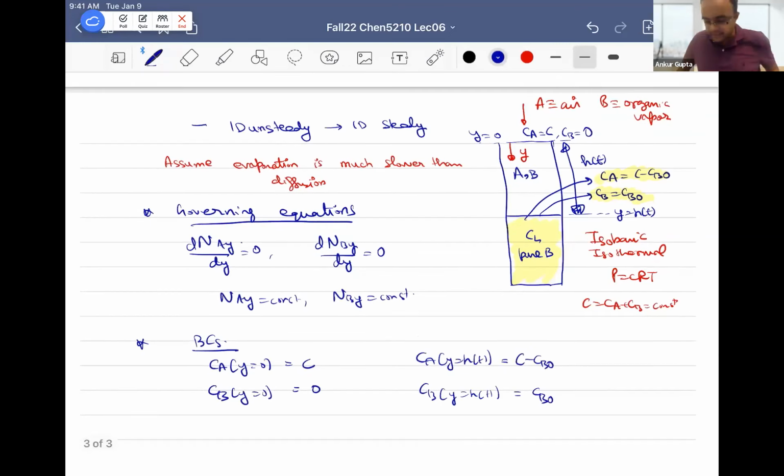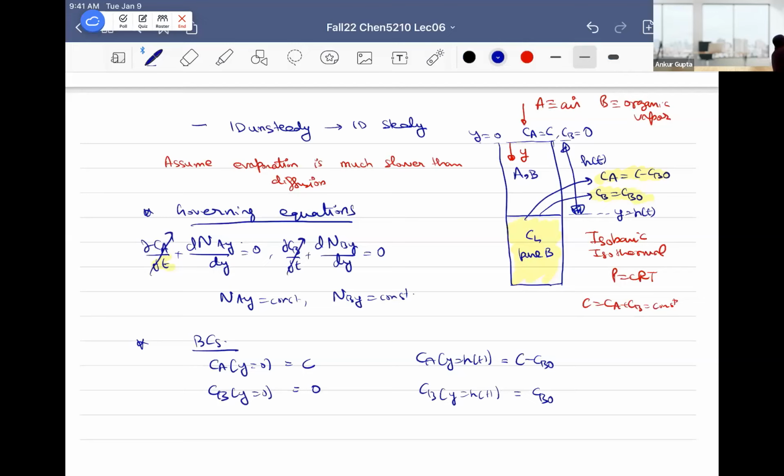Before I forget to mention this again, remember that we are ignoring any time dependence here. Let me just write it: del Ca by del t, and the same for Cb, because it's a pseudo steady assumption. We're ignoring this because we are saying that evaporation is much slower than diffusion. So diffusion is instant. Another way to think about this is that diffusion is so fast that there is no time dependence. We will discuss this in a lot more detail. That's why we ignored it.